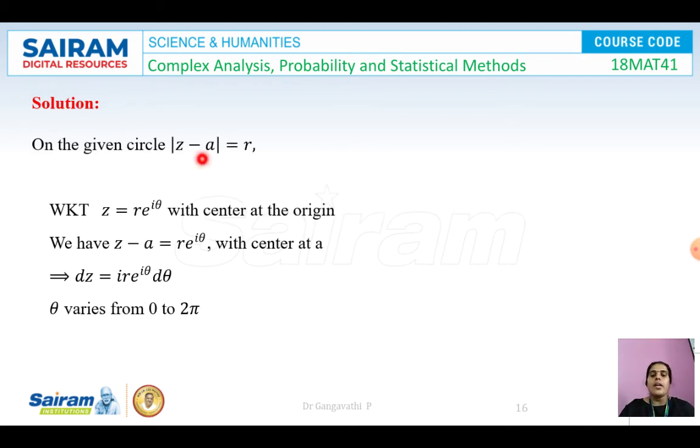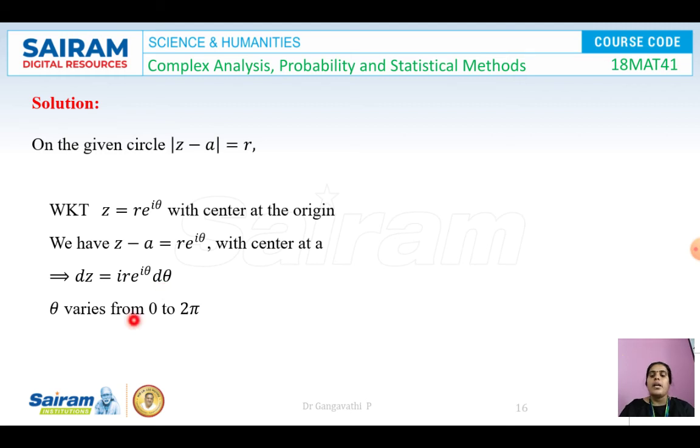So here in complex functions, mod of (z minus a) is equal to r is a circle with center at a and radius equal to r. So you have to remember this equation. And we know that z is equal to x plus iy in complex form. z is equal to r e power i theta in polar form. Again, it will have a center at origin and radius equal to r. So from this we can get z minus a is equal to r e to the power of i theta with the center at a, and dz is the differentiation of this, which will be i r into e to the power of i theta d theta.